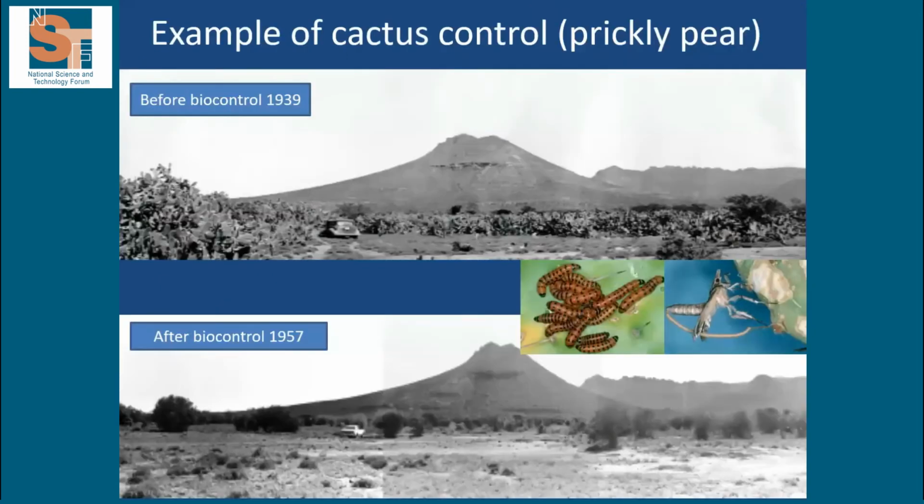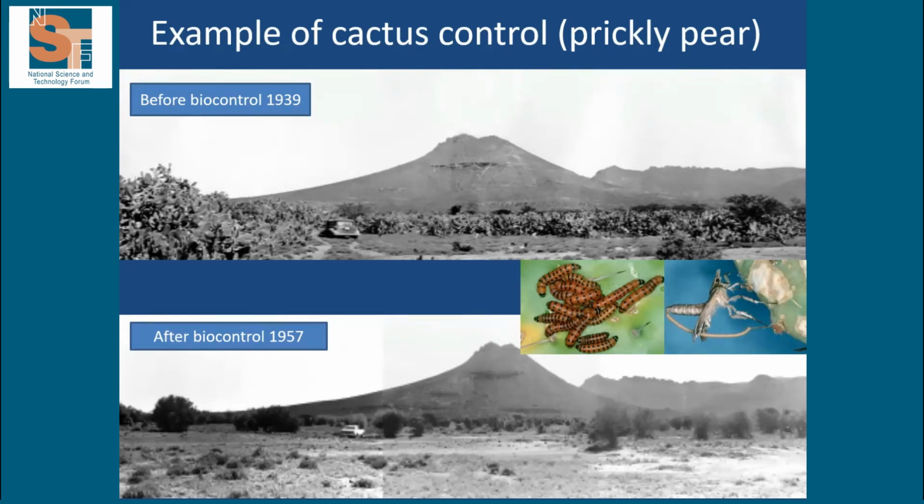There we go, sorry. So this is again an old slide from before the implementation of biocontrol in 1939. The top slide shows really high, thick, dense stands of prickly pear in the Graaff-Reinet region. Once biocontrol had been implemented, less than 20 years later, you can see that this entire site has basically been cleared of invasive prickly pear.